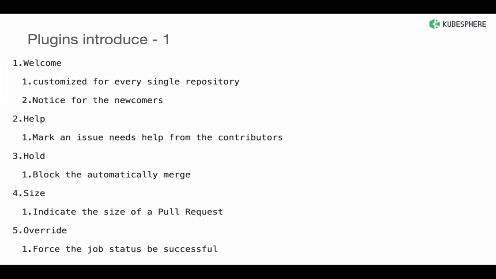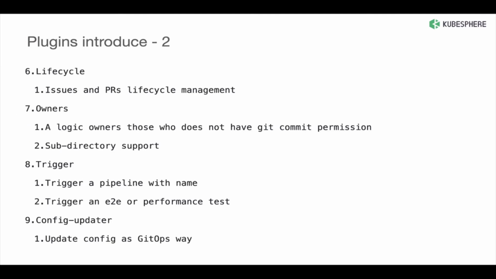Override plugin. Sometimes the maintainer might want to force the job states to be success, so you can use this command. Life cycle. This plugin can manage issues and pull requests life cycle. For example, you can close and reopen your issues, but you don't need to be the author or a maintainer. It is impossible without Lighthouse.